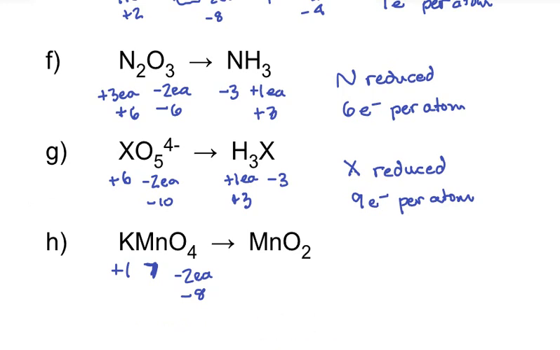Over on the right, MnO2. This is like CO2 or anything else. -2 each for the oxygens, total of -4. The other thing must be +4. So what happened to manganese? It was +7. It fell to +4. If you fall, you are reduced. Manganese atoms were reduced. How much were they reduced? From 7 down to 4 is 3 steps, so they gain 3 electrons per atom.